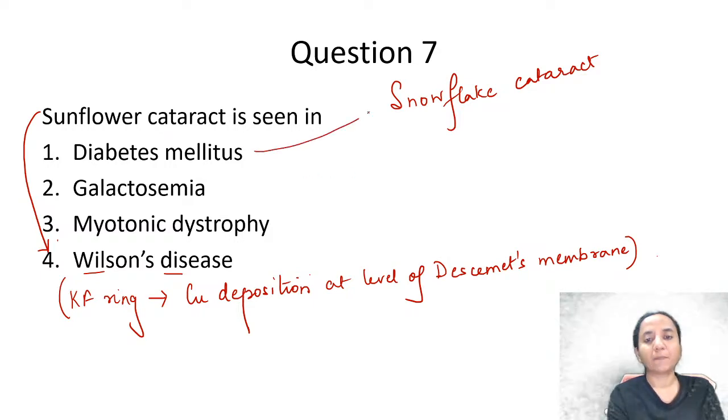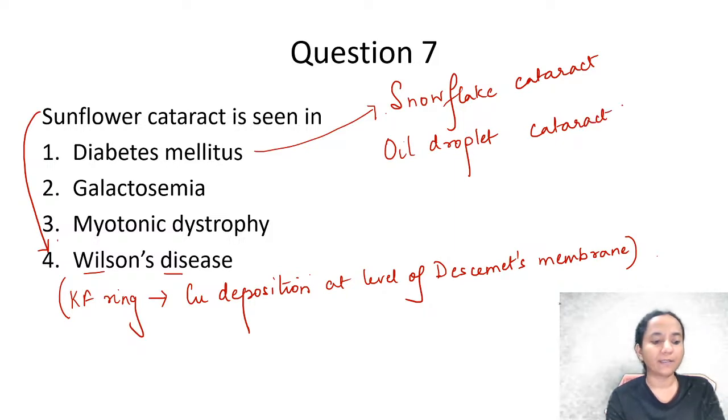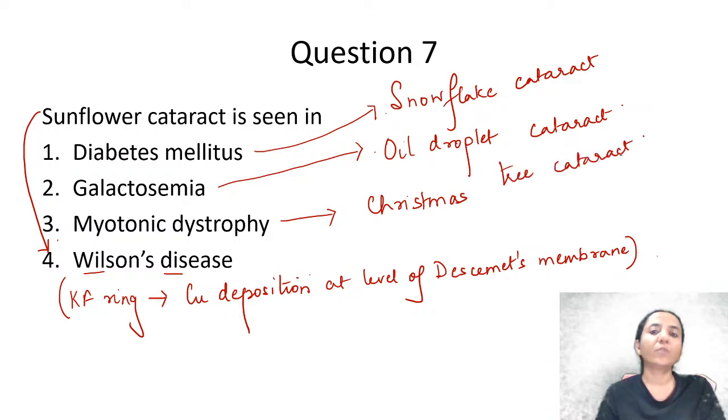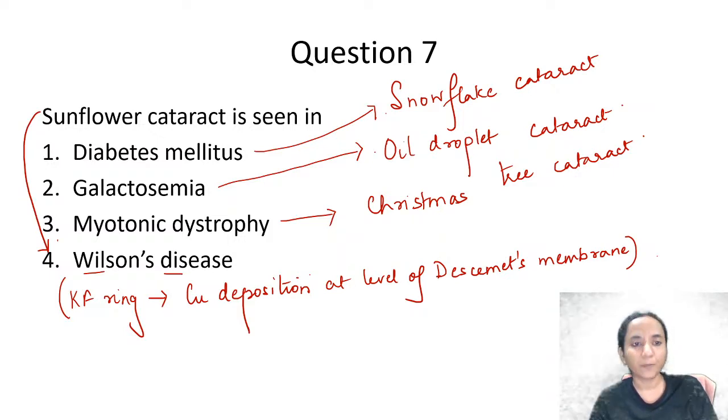Correct. Snowflake cataract is typically described in diabetes mellitus. Oil droplet cataract is described in galactosemia, and in myotonic dystrophy, the cataract that we see is called the Christmas tree cataract. So diabetes, snowflake cataract; galactosemia, oil droplet cataract; myotonic dystrophy, Christmas tree cataract; and Wilson's disease, sunflower cataract.